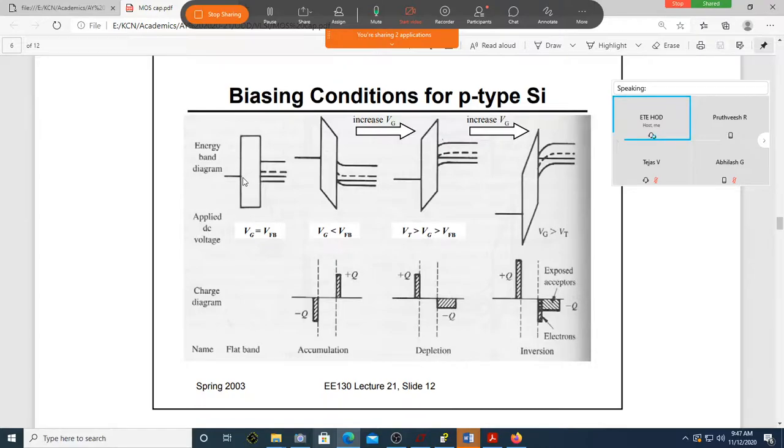Yes or no? Okay. How about this? Of course, for the timing, for the first case, you can assume VFB is equal to 0. VG equal to 0, this is how it looks. VG less than 0, it went up, and you can see the bending is happening, and you have more holes here. Can you see this dotted line? This dotted line corresponds to the oxide semiconductor interface.